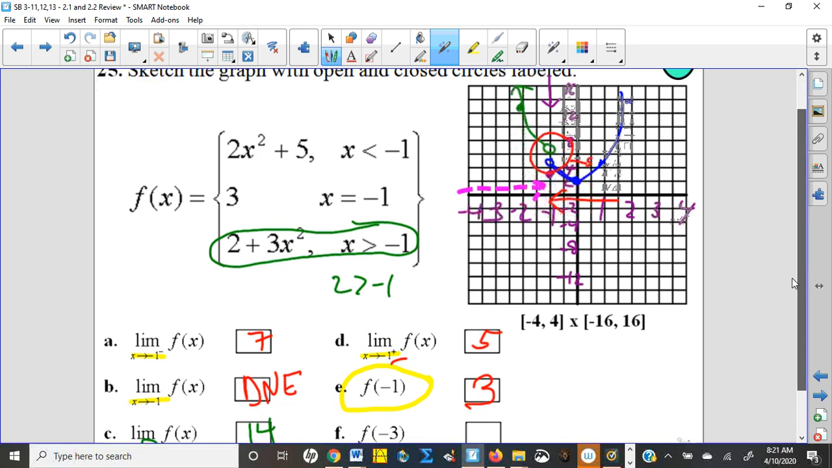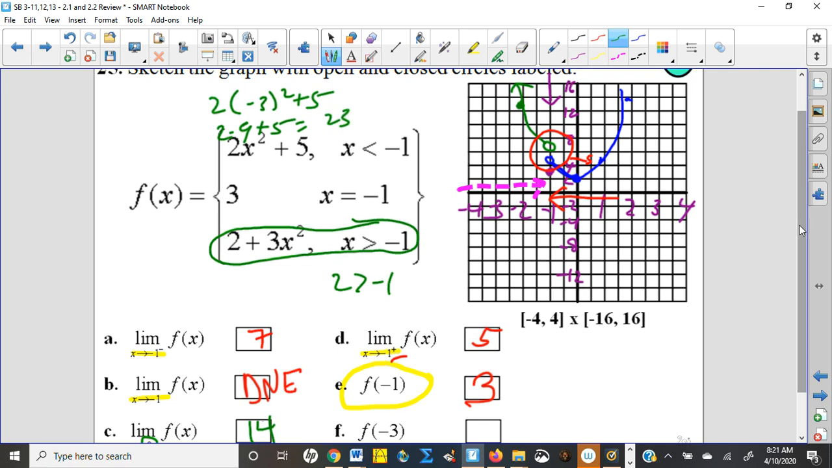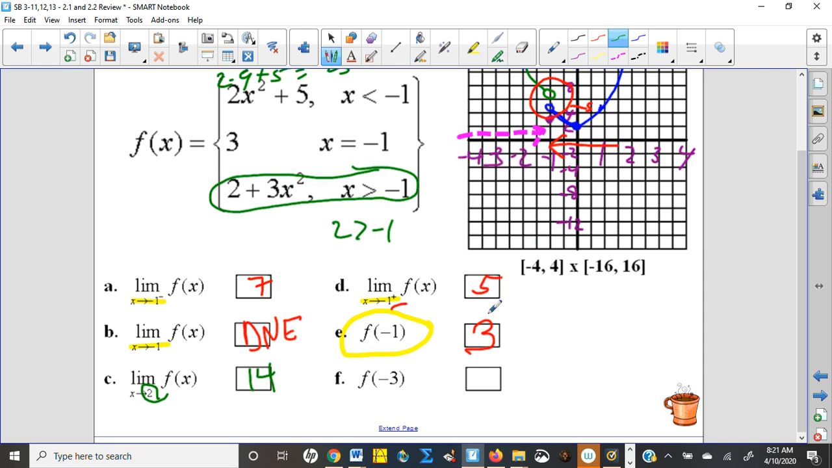So let's just plug -3 in, and we'll see what we get, right? 2 times -3 squared plus 5. -3 squared is just 9, right? So 2 times 9 plus 5 is 18 plus 5, so 23. So our answer on that should be 23. And so that's how you do those.